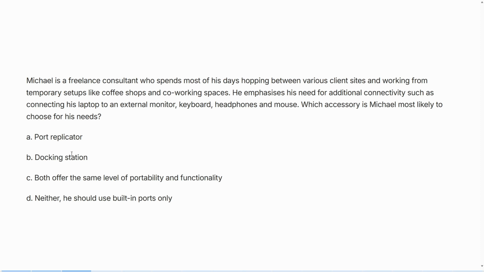Whereas if he had a docking station, he's not going to fit that in his bag. So port replicator is less specified to the particular laptop, but is smaller. Docking station is highly specified to the laptop, generally speaking, but it needs to remain in the one place because it's not very portable. The other options just simply are not true.